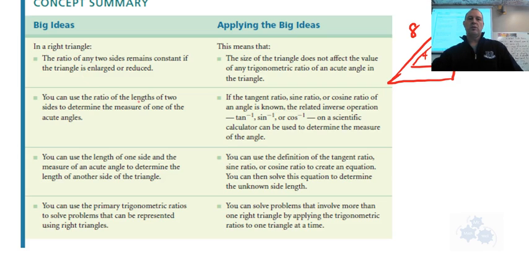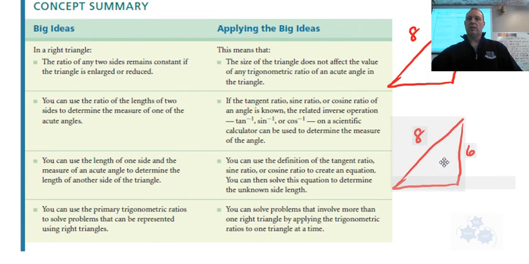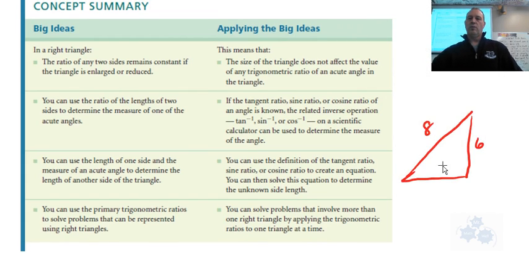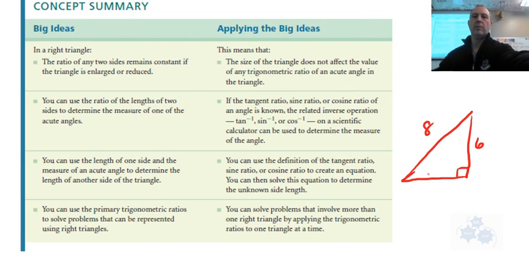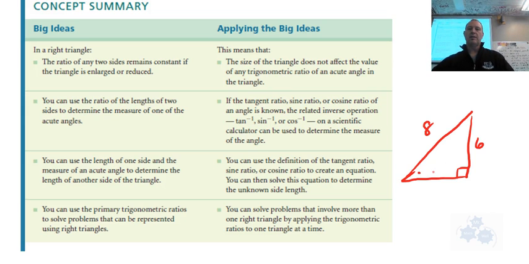You can use the ratio of the lengths of two sides to determine the measure of one of the acute angles. So if you're given these two sides, let's just work with this little example here. Oops, and I realize my face might be in the way here. Let's move that down a bit. So if we're working with this triangle right here, and it's a right triangle, then we can find this angle, right?